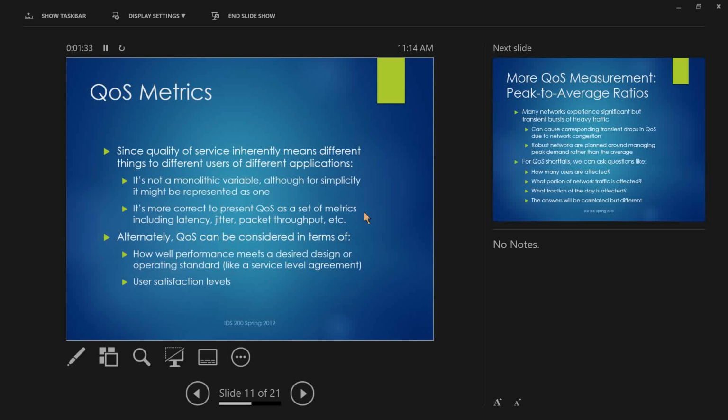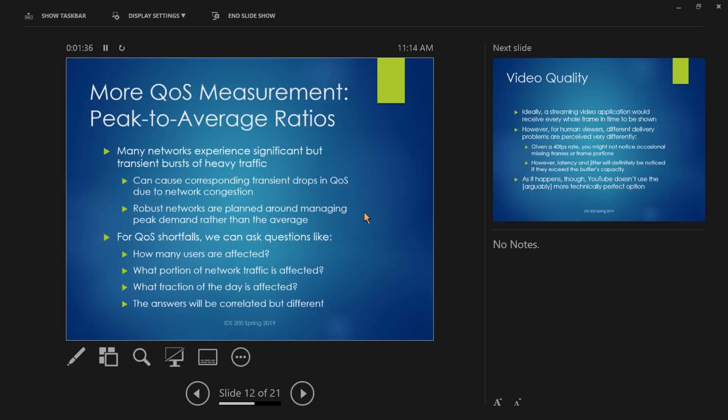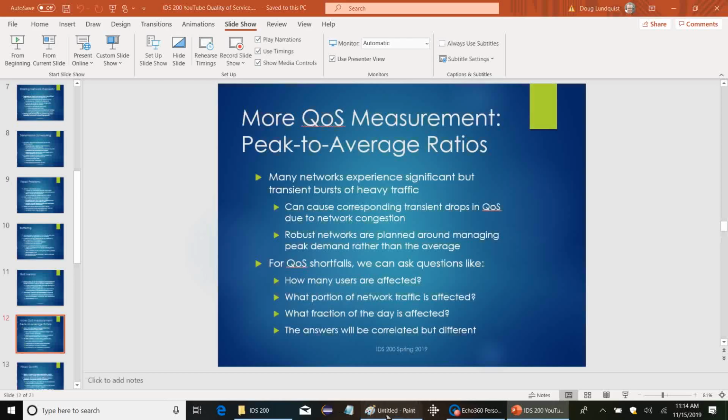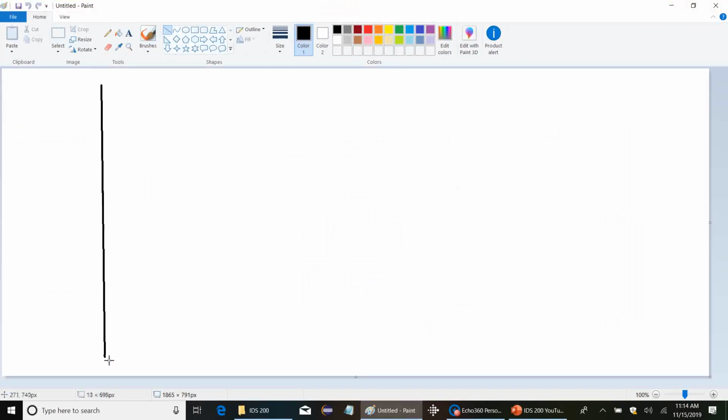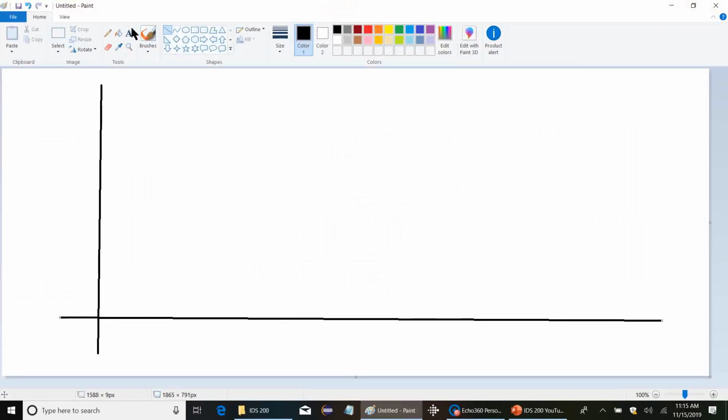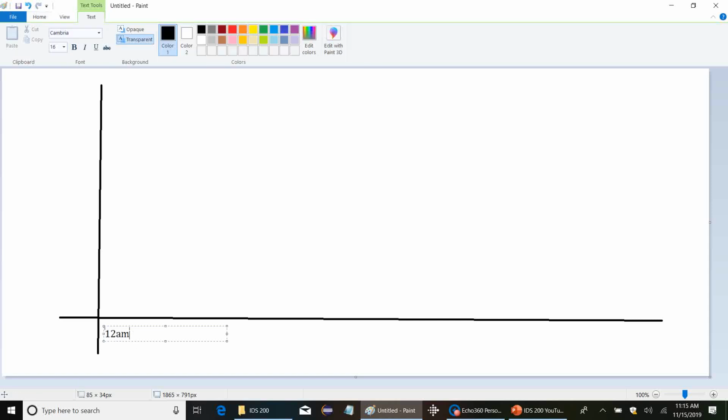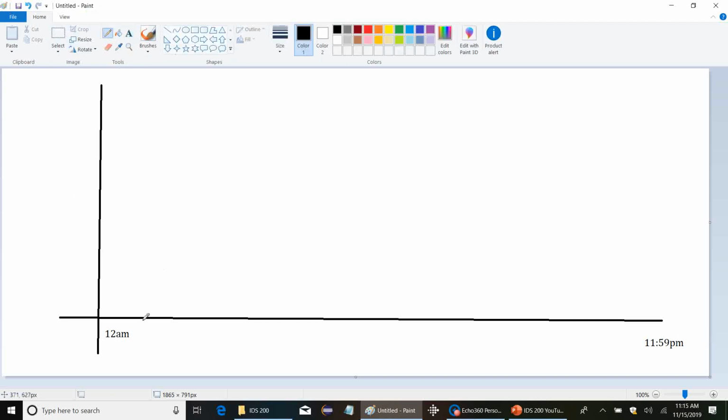All right, now, a little more about quality of service measurement. So, you may have heard the term peak to average ratio. That's the idea fundamentally. Sometimes your network is really, really busy. Sometimes it's not so busy. So, what often happens in life is your network will experience transient bursts of activity, right? So, let's say this is a time graph, and this is 12 a.m., and this over here is 11:59 p.m., right? So we got one full day cycle. Maybe your network activity, it's really quiet during the day. It's a little spike in the morning around 8, little dip at lunch, early afternoon spike, maybe a big late evening spike, something like that, okay?